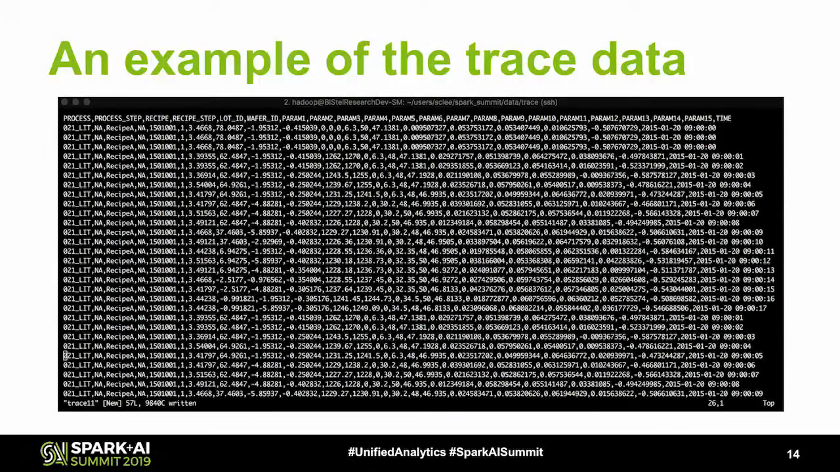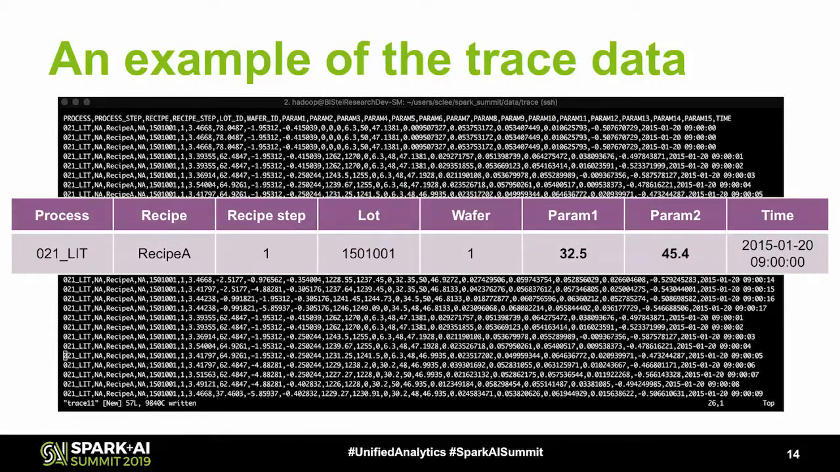So this is a screenshot of the trace data. Let's see one row from the trace data. For process name O21 LIT and recipe step number 1, the wafer number 1 has 2 sensor values at this exact time.